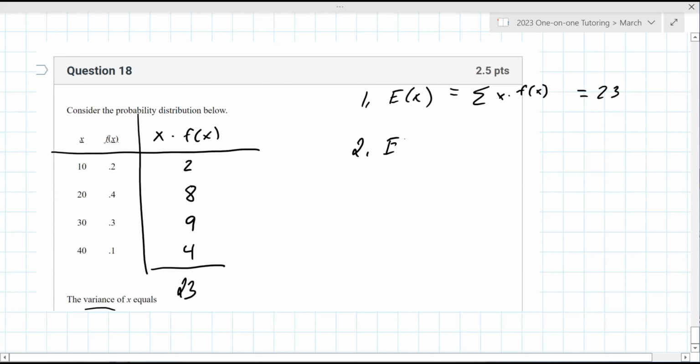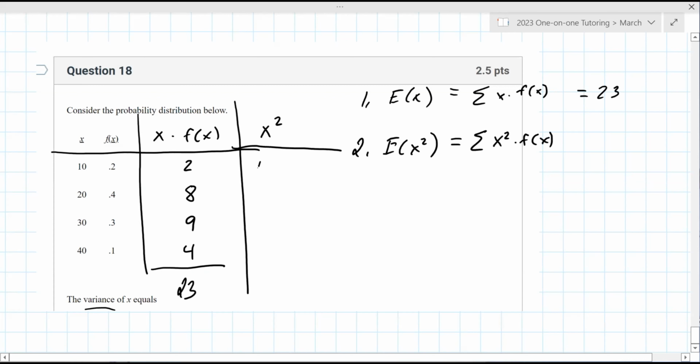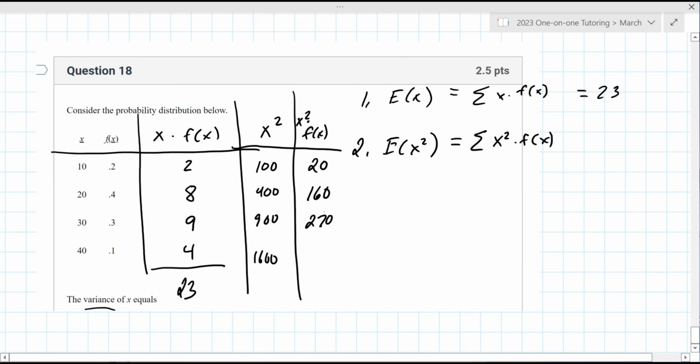So that's the first thing you need. Second thing you need is what's called the expected value of X squared. So this is a little bit more difficult. You might find it's worth making a new column here. You have to square X. So you got 100, 400, 900, 1600, and then you have to multiply it by f of X. It's X squared times f of X. So you have to take 100 multiplied by 0.2, which is 20. 400 times 0.4 is 160. 900 times 0.3 is 270. 1600 times 0.1 is 160.